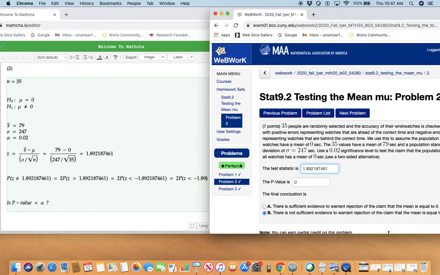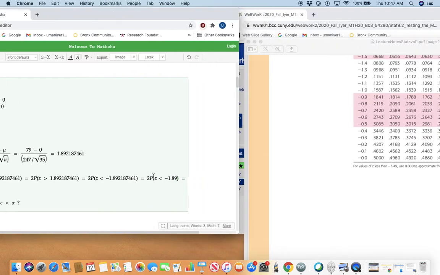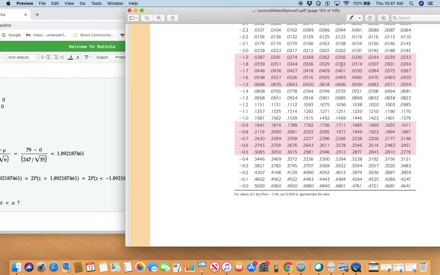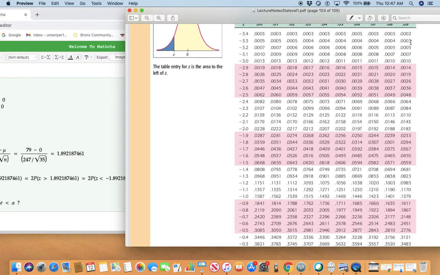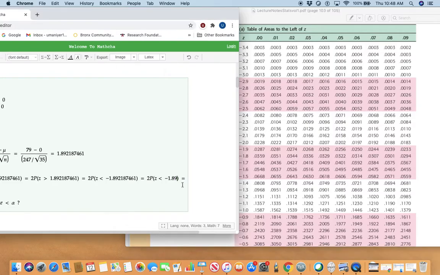So let's get our table up. We are looking for probability z less than negative 1.89. Negative 1.89, 9 is the last column. Negative 1.89: 0.0294. Don't forget we are multiplying by 2. So that is your p-value.